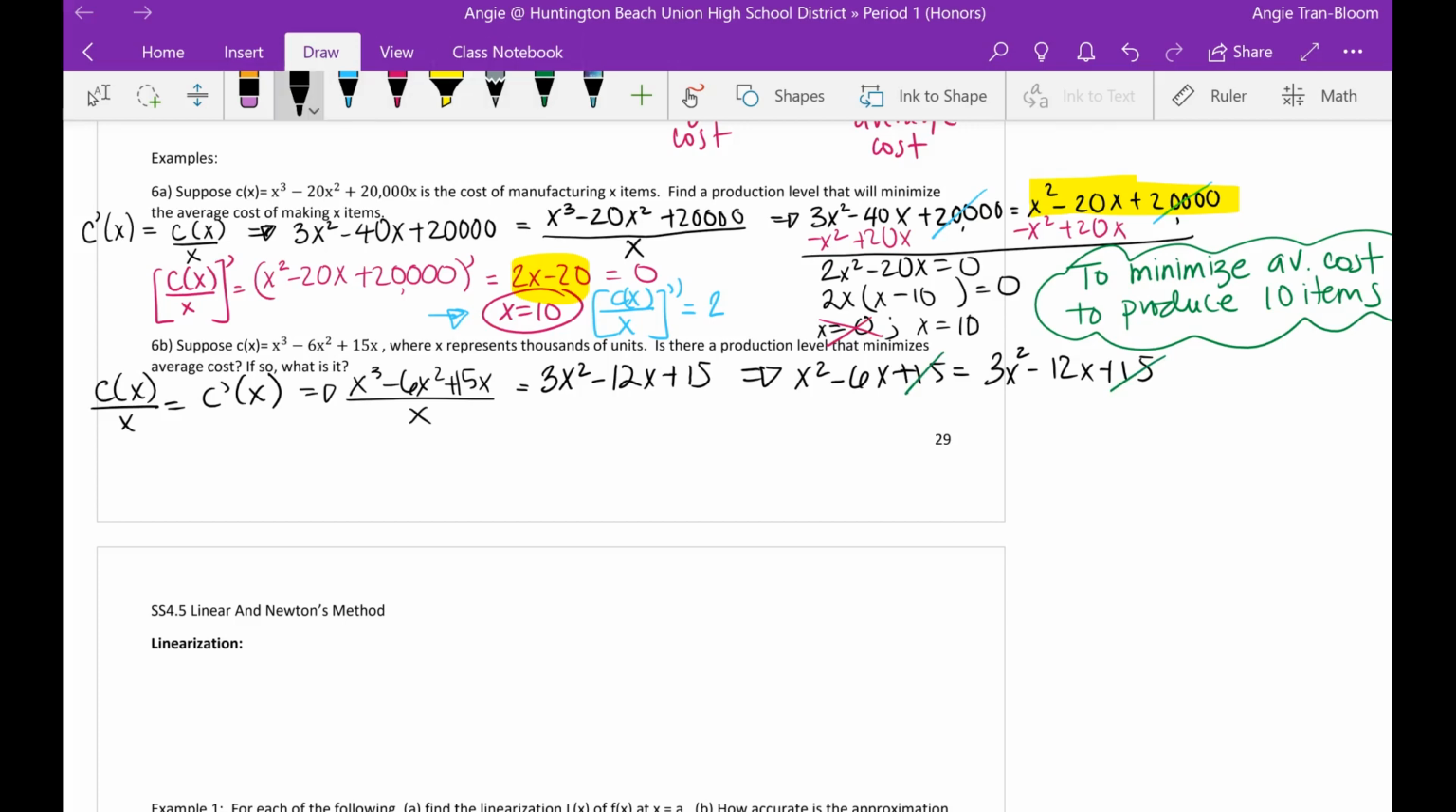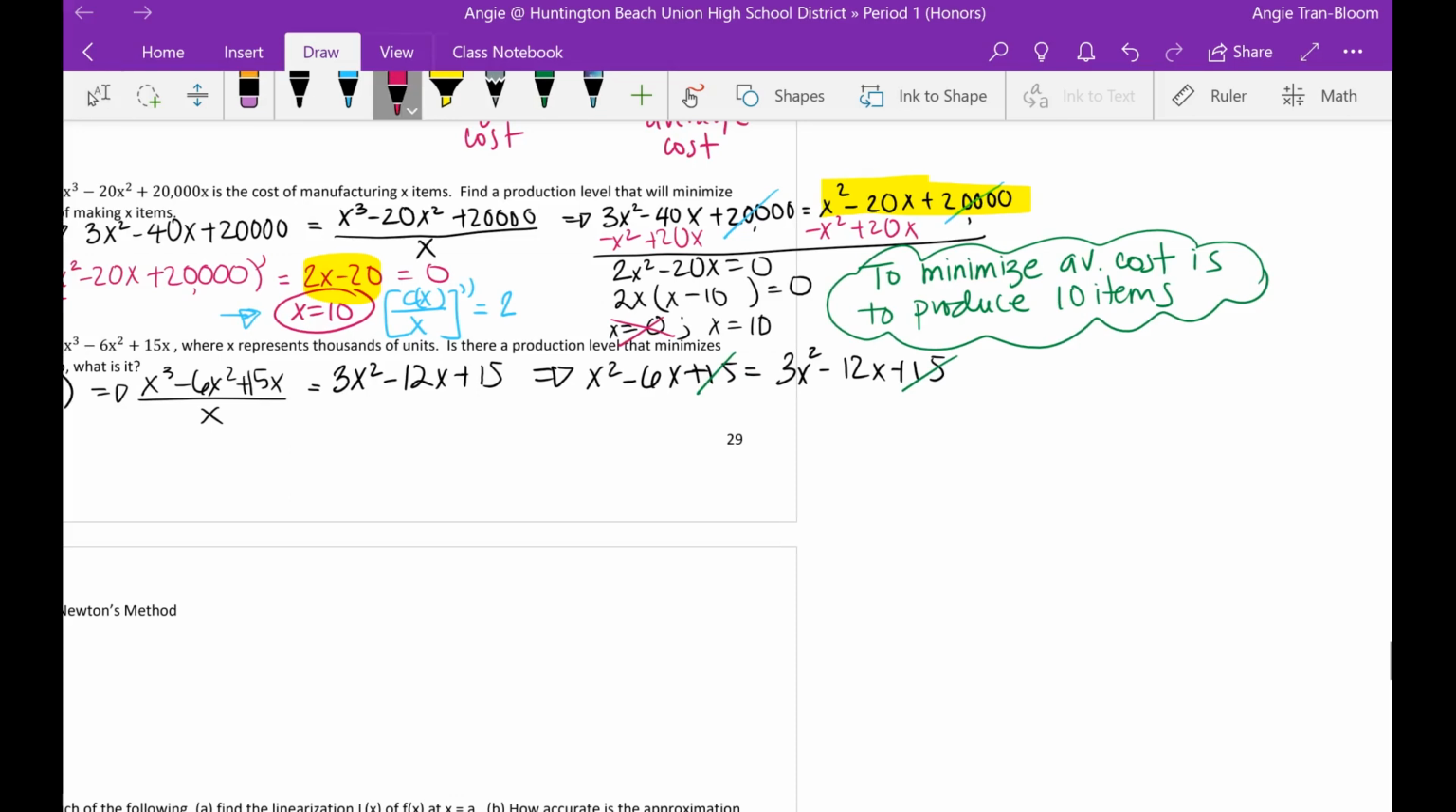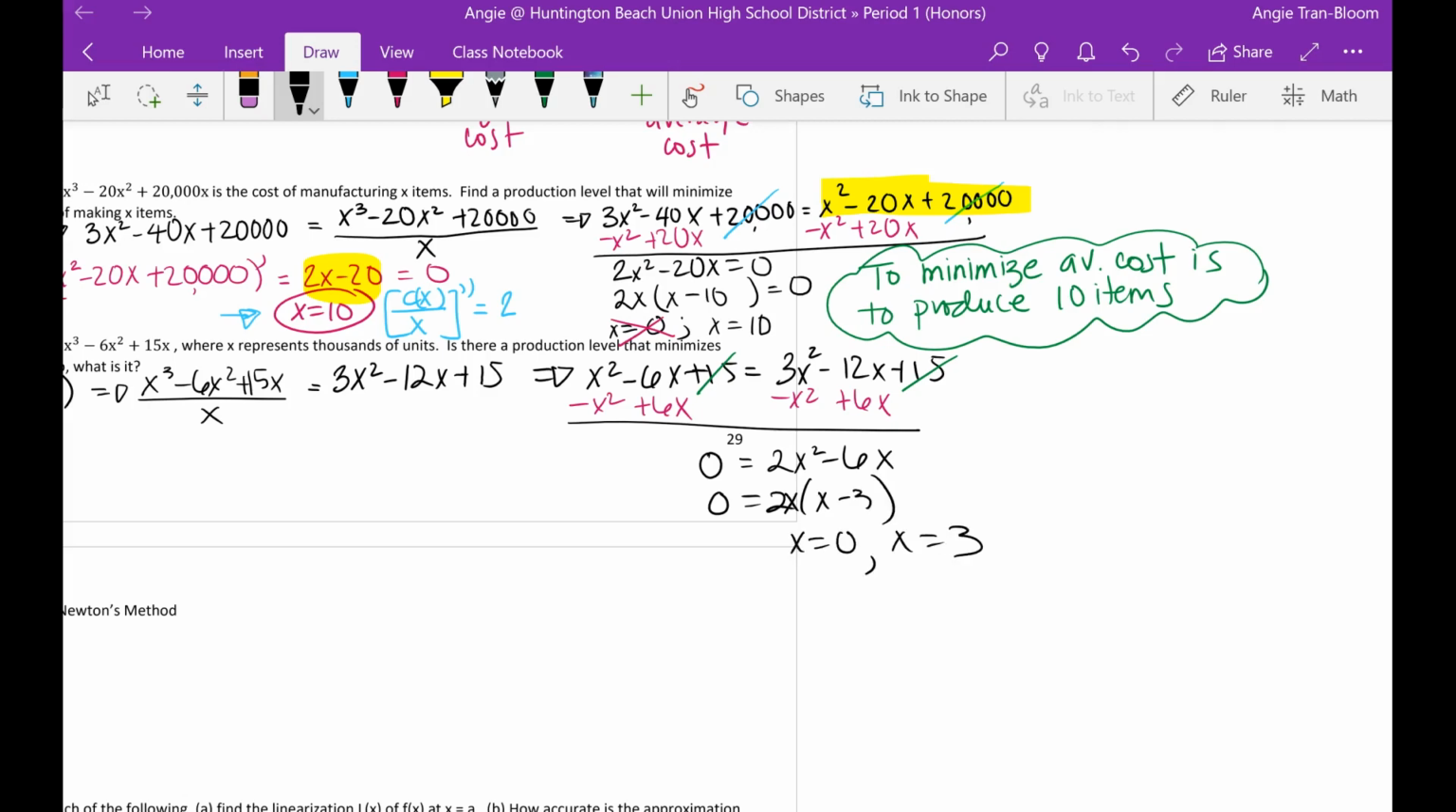And just like what we did above, I'm going to move things so I can solve for x. Minus x squared plus 6x plus 6x. Now this is 0 equals 2x squared minus 6x. Then I'm going to take out a 2x, and this is x minus 3. So again, x equals 0 and x equals 3.